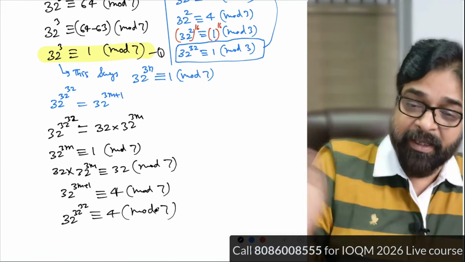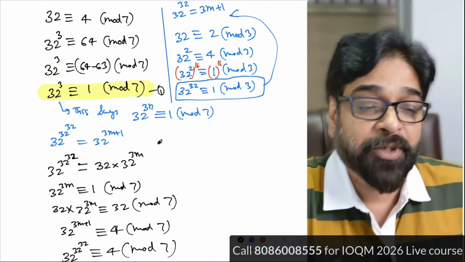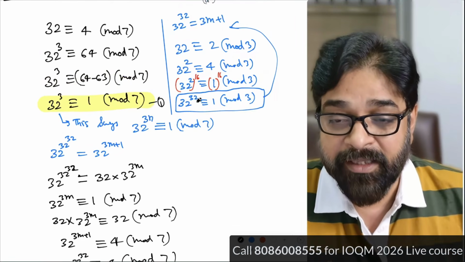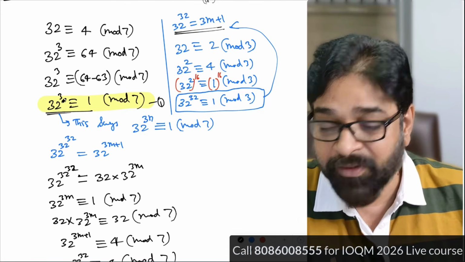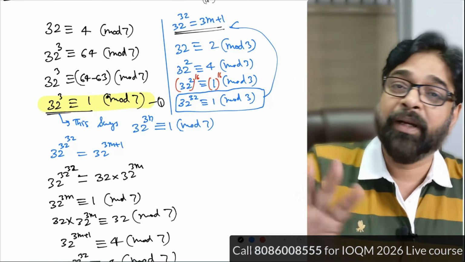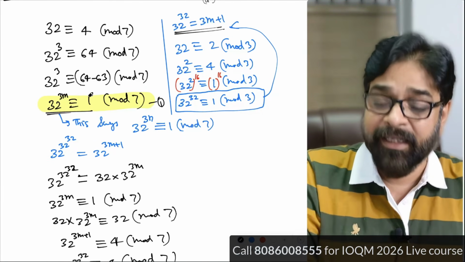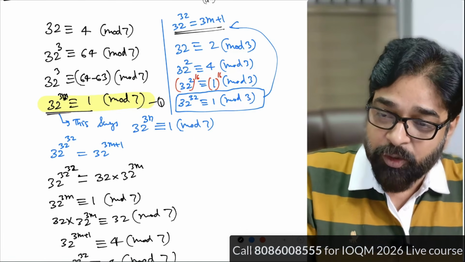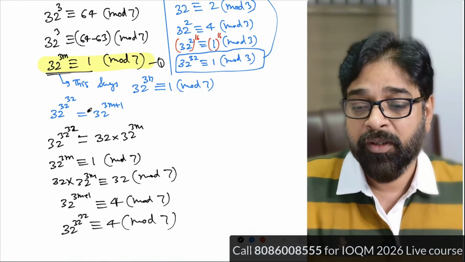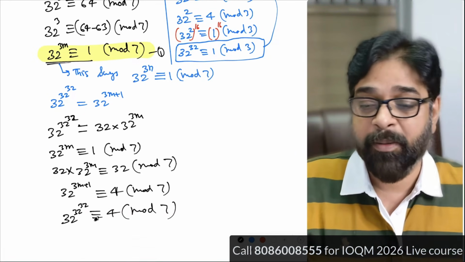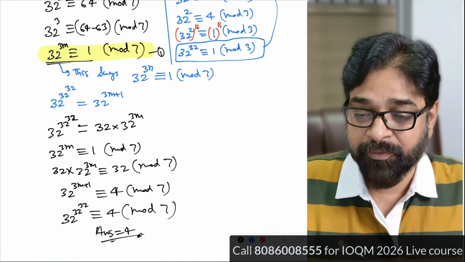Maybe if you are learning for the first time, you may find difficulty, as there are so many cases. But what I am trying to teach you from this is that this number can be expressed this way. Here we proved that 32 to the power 3m, where m is an integer, is congruent to 1. So 32 to the power 3m plus 1 will be congruent to 32, and 32 is congruent to 4. So the answer will be 4. I hope everybody understood this point.